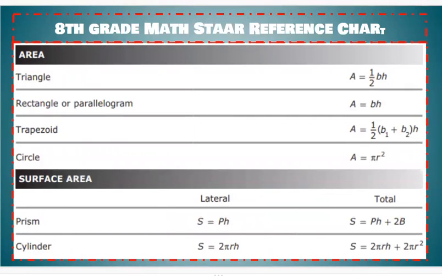So surface area, when you're looking at it, there are many formulas for surface area. It depends on whether or not you're dealing with a prism or a cylinder. And it also depends on whether or not you're being asked to find the lateral surface area or the total surface area. So when you're reading your problems, you need to make sure that you can identify lateral and total, as well as what figure it is, whether it is a rectangular prism, triangular prism, or a cylinder.